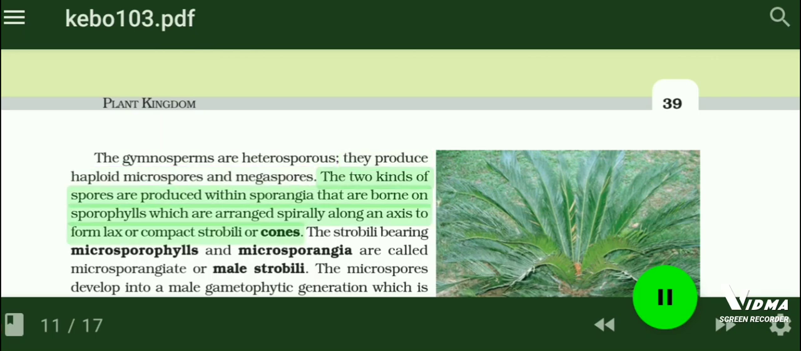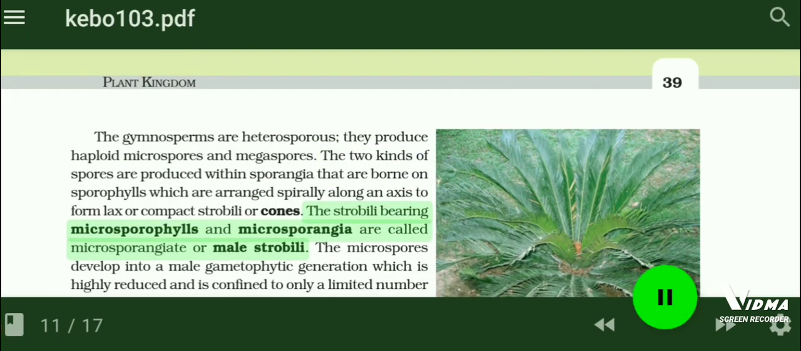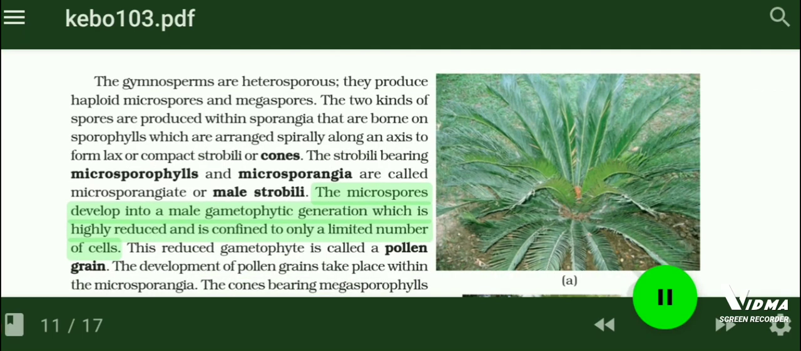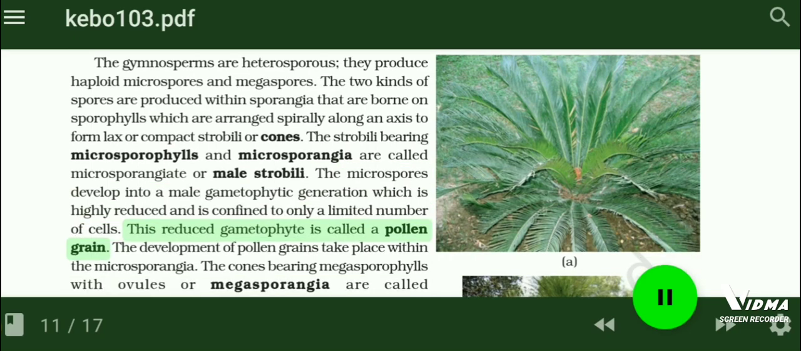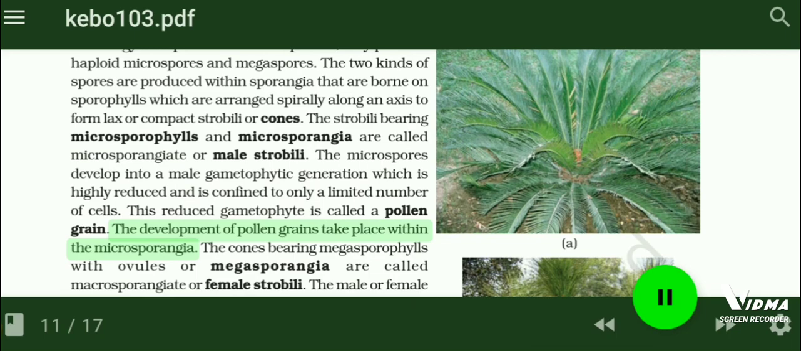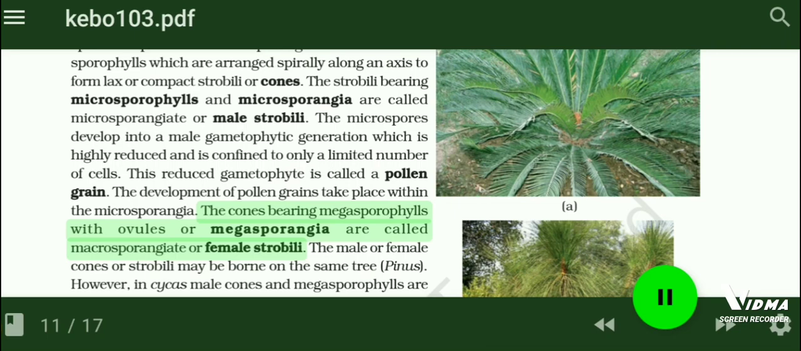The leaves in gymnosperms are well adapted to withstand extremes of temperature, humidity and wind. In conifers, the needle-like leaves reduce the surface area. Their thick cuticle and sunken stomata also help to reduce water loss. The gymnosperms are heterosporous. They produce haploid microspores and megaspores. The two kinds of spores are produced within sporangia that are borne on sporophylls, which are arranged spirally along an axis to form lax or compact strobili or cones.